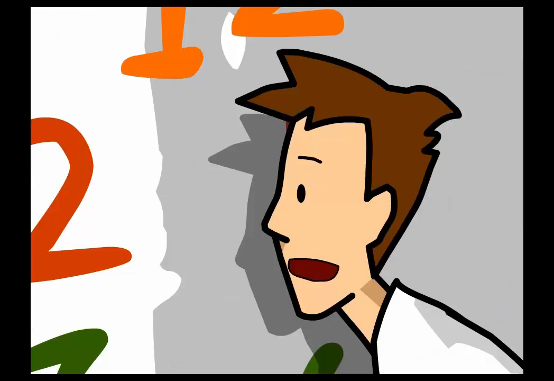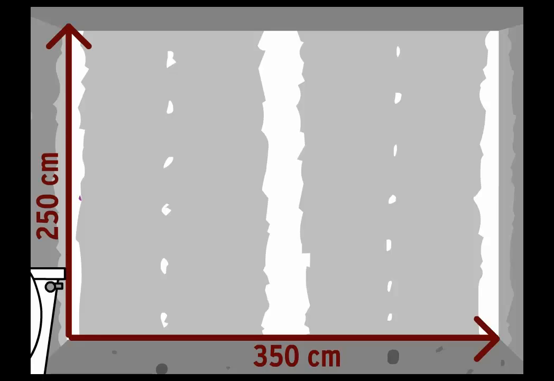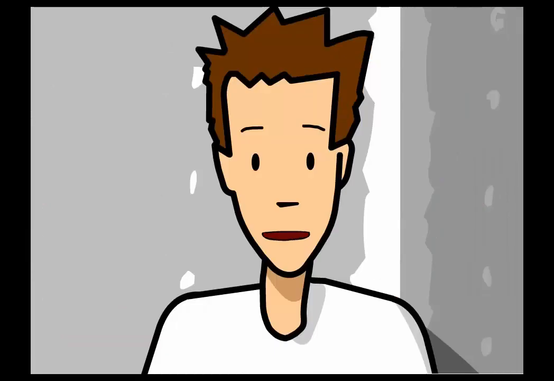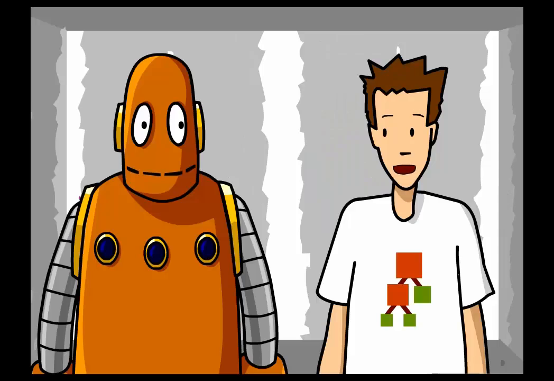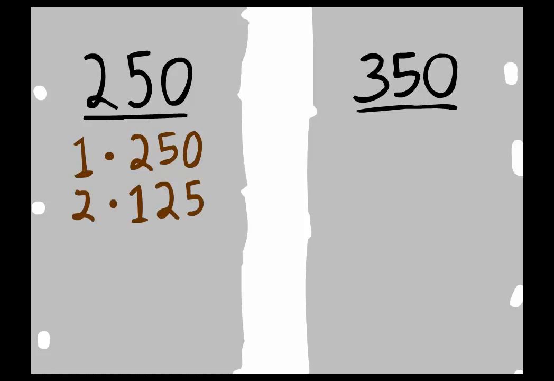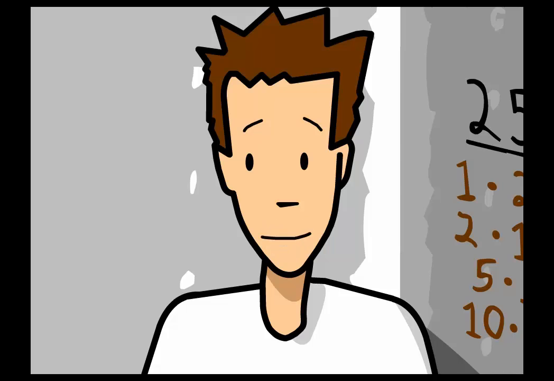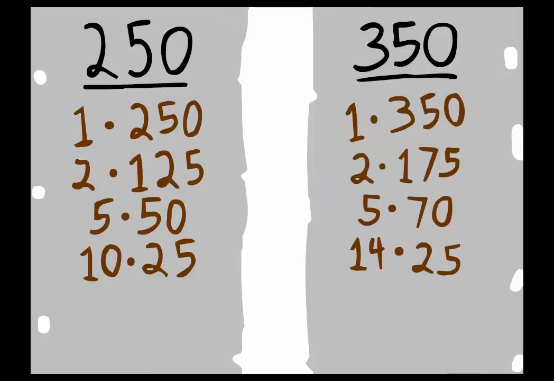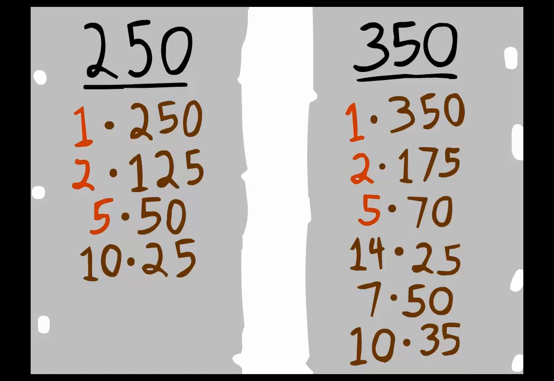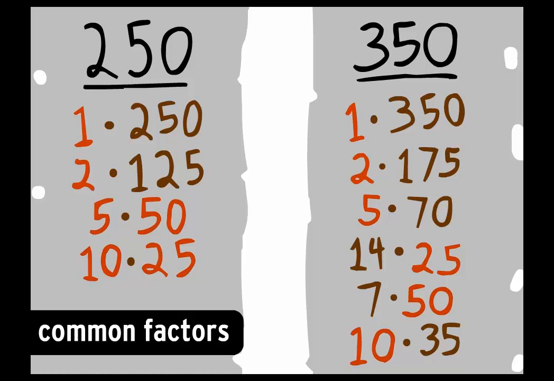What can we use factoring for? I'll tell you. This wall is 250 centimeters by 350 centimeters. We can use factoring to figure out exactly what size tile we should use if we want all the tiles to fit perfectly. Okay, what are all the numbers that 250 is divisible by? Good. Now what about 350? As you can see, some factors show up in the lists for both numbers. We call these common factors.